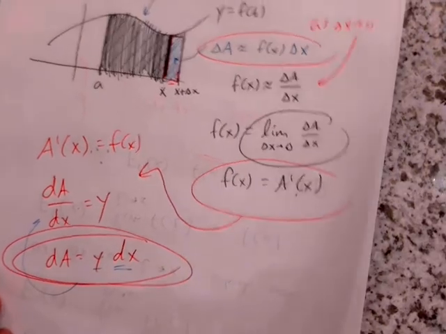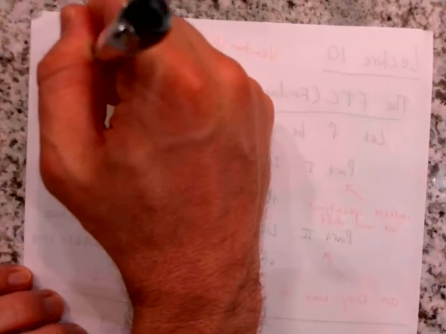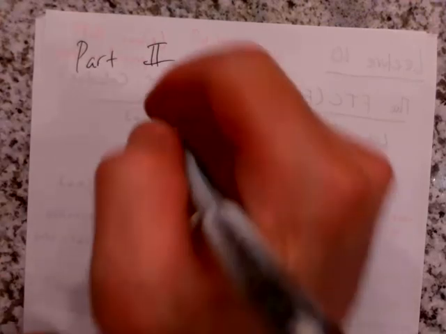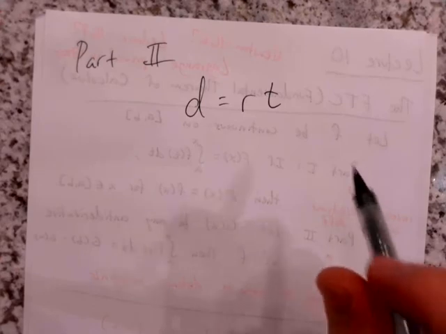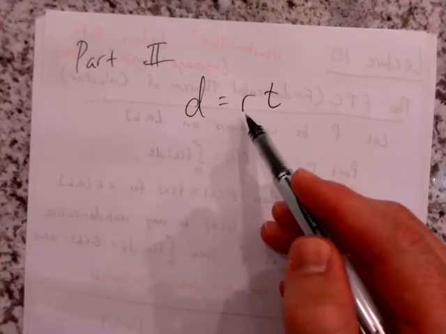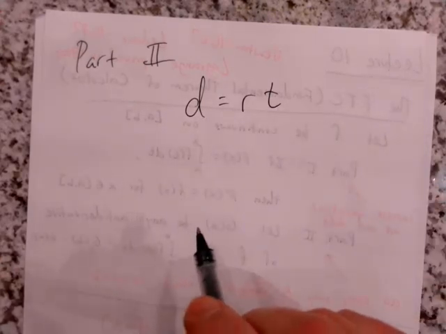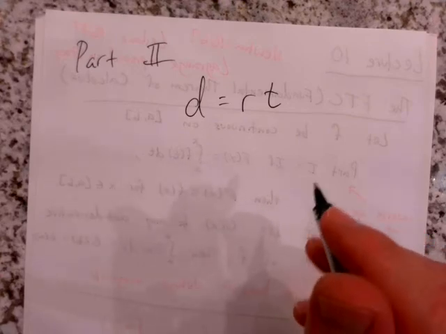Part 2, which again for us is kind of the more important part in terms of its impact. Part 2 is really just an example of distance equals rate times time. How far you go is how fast you go times how long you go for. And the same is true for functions.